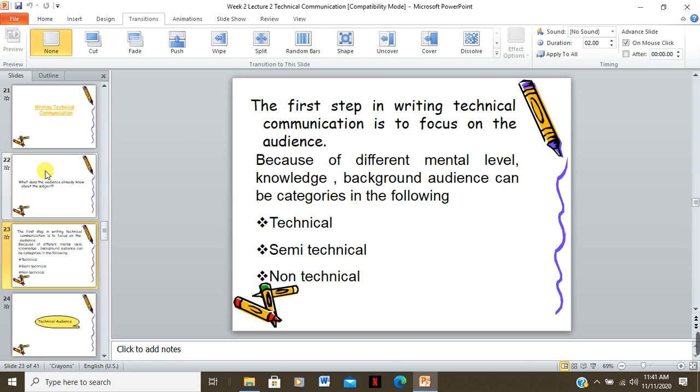And here it is further explained that because of different mental level, knowledge, and background, audience can be categorized into the following groups. They may be of three types: technical, semi-technical, non-technical, right? We have to understand where our audience exists. Are we going to speak or write to a highly technical audience, or to a semi-technical audience, or to a non-technical audience? And we have to change our mode of addressing, writing, and speaking accordingly, right?